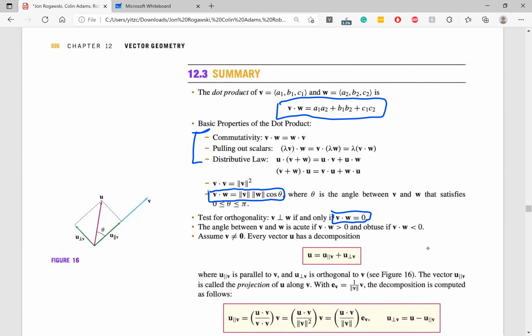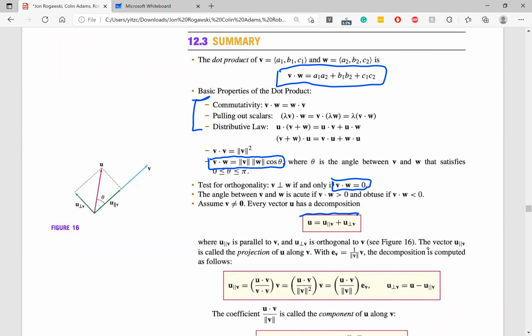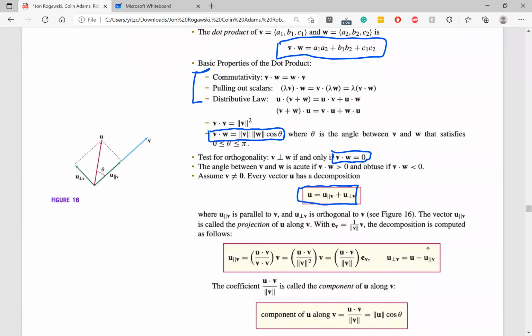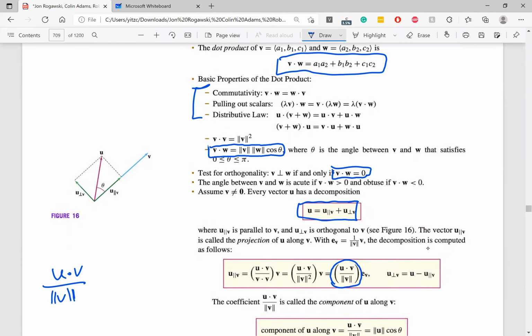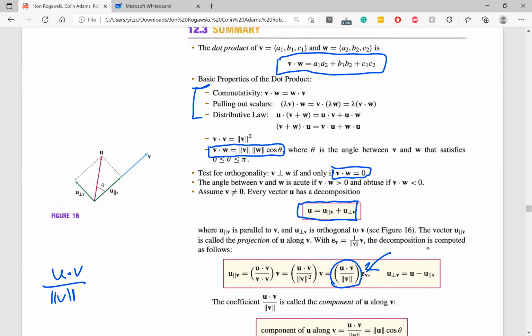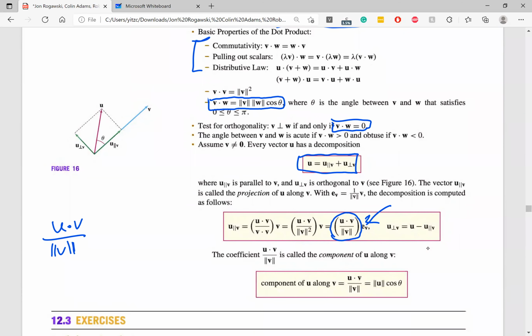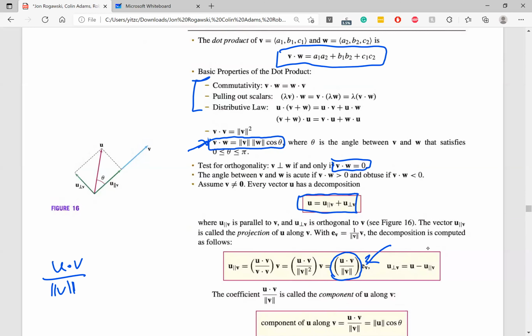And then we showed that every vector can be decomposed with respect to a different vector into its projection and its orthogonal component. And we said that the formula for the projection uses some constant multiple, which is U dotted V over the magnitude of V, times the unit vector in the direction of V. So that's how you do projections. And the main two formulas to remember are this formula and how to recover the angle from that formula. You don't have to memorize it, but you can always derive that.